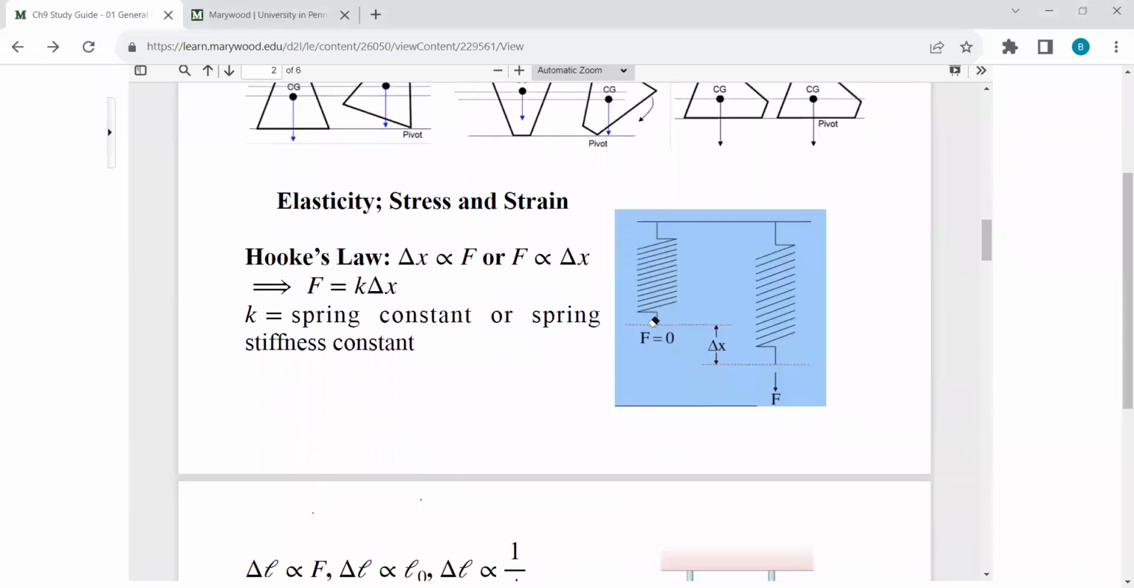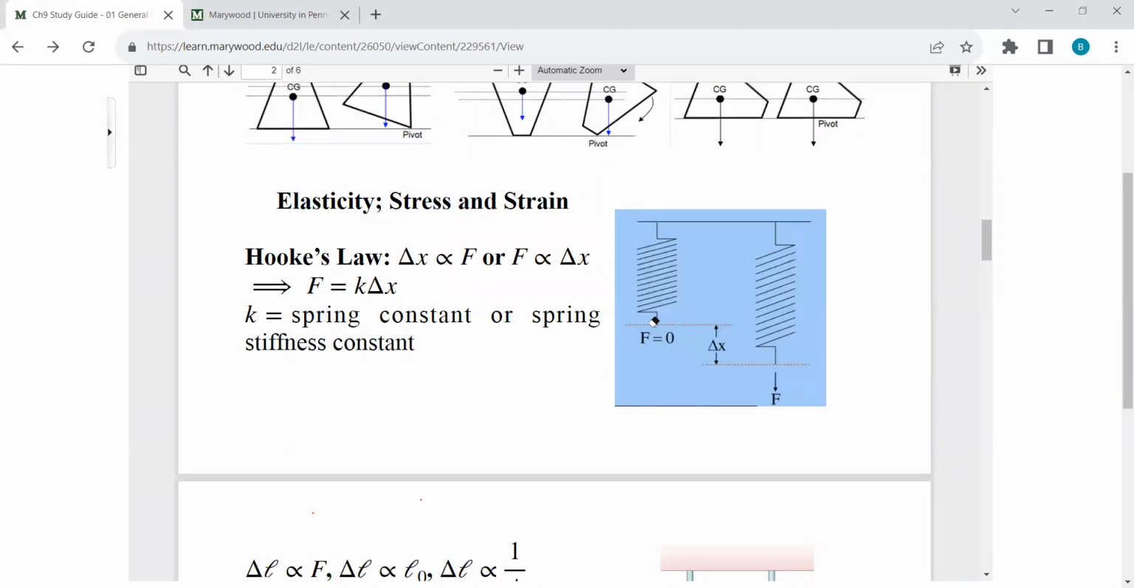All right, the next part of this lecture is about elasticity. Here you will be learning about different kinds of elasticity, and then fracture. To understand this, let's first consider Hooke's law that you learned in chapter 6 when you learned about the elastic potential energy.